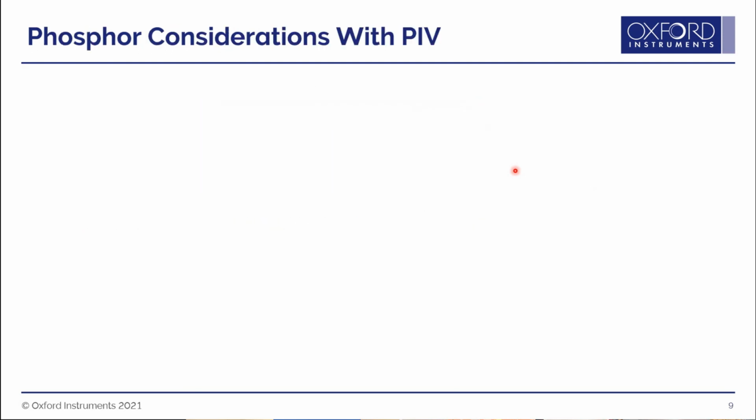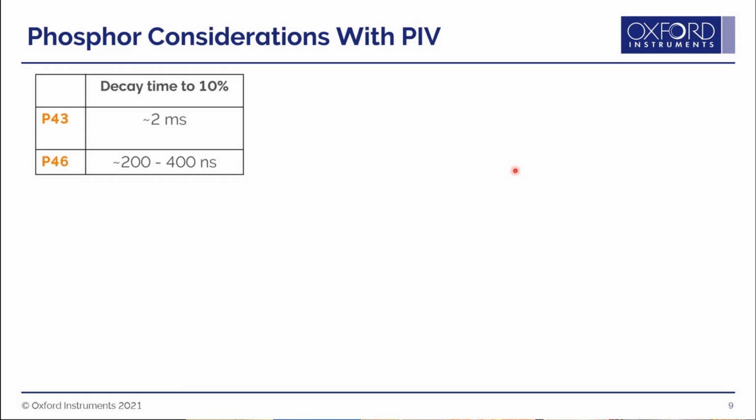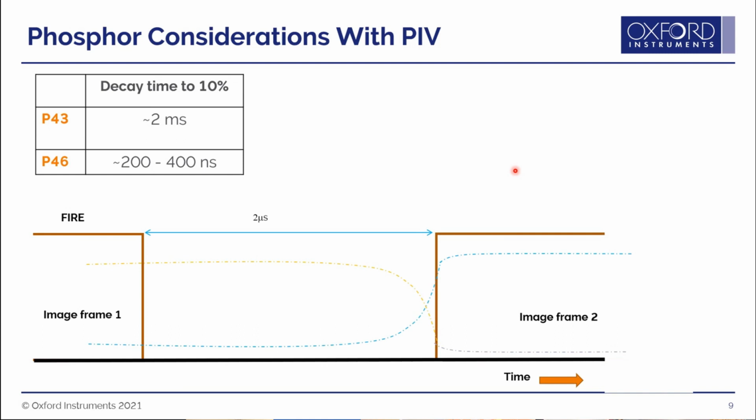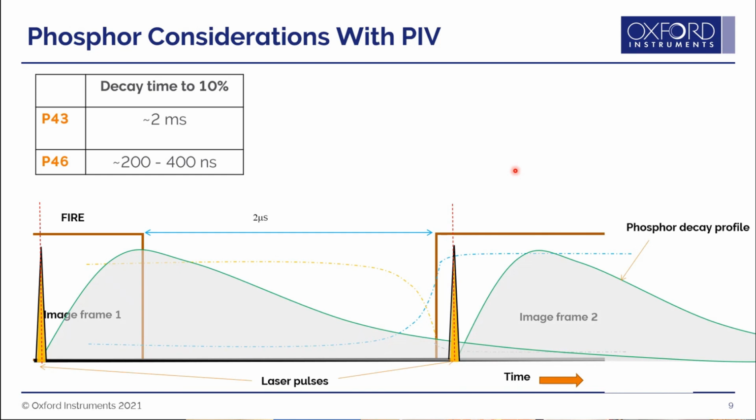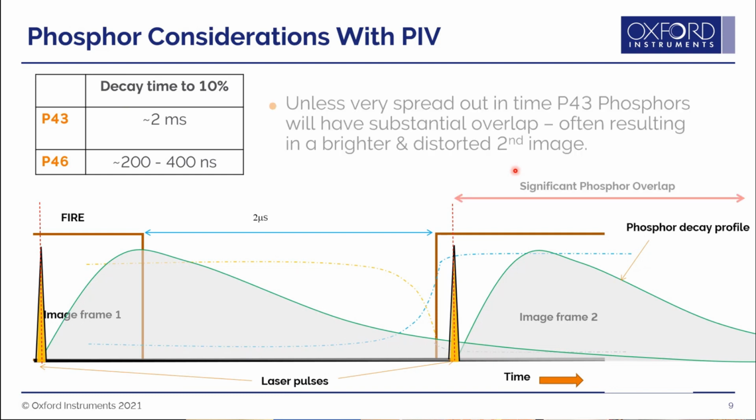So another consideration with PIV is obviously the phosphor you choose. If you have a P43 phosphor, you have a decay time to 10% of about 2 milliseconds, whereas with P46 we're in the 200 to 400 nanosecond regime. And just to emphasize this, if you tried to do PIV with P43 on a short time scale, you're going to get a lot of crosstalk between your two images, because your phosphor decay is still carrying on well into your second frame, and obviously it would actually be worse than I've depicted here.